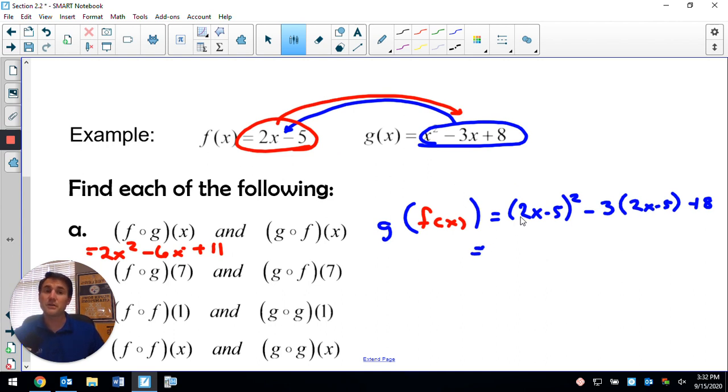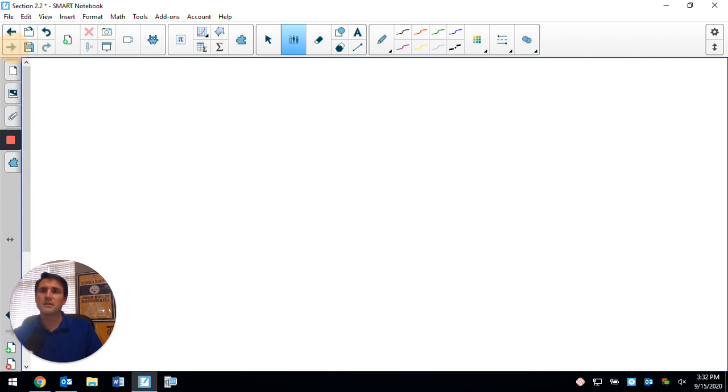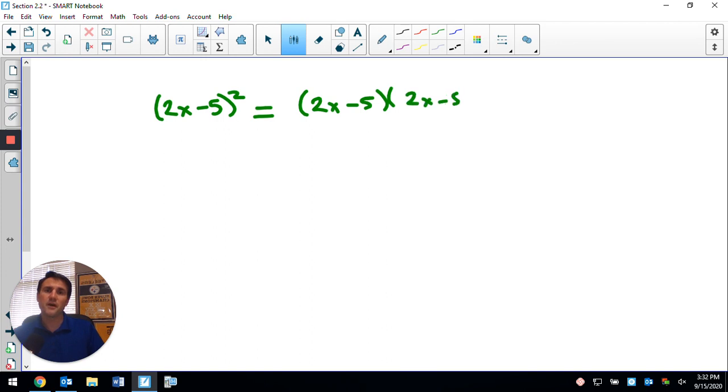And this is going to be a little bit tougher, right? Because what do we do when we square it? We have to FOIL it out. And you may have to do that FOIL work somewhere else. So let's flip the page real quick. 2x minus 5. And we are going to FOIL 2x minus 5 squared. So that is the same thing as 2x minus 5 times 2x minus 5.